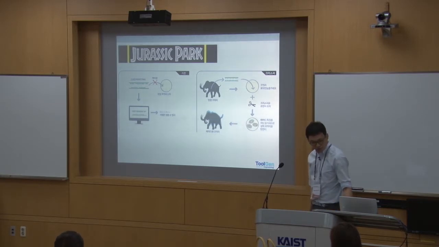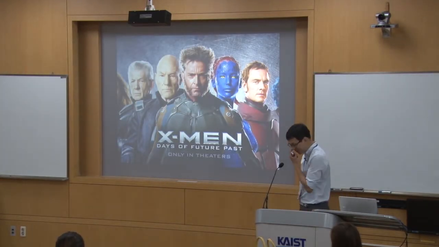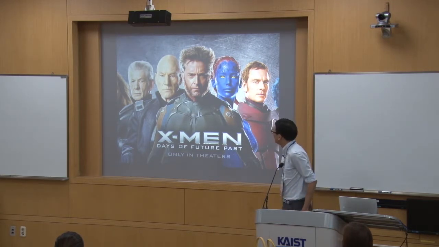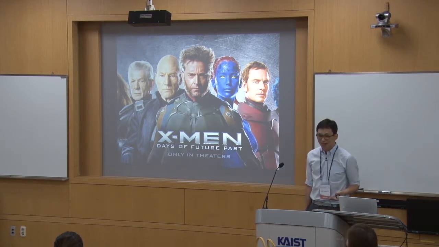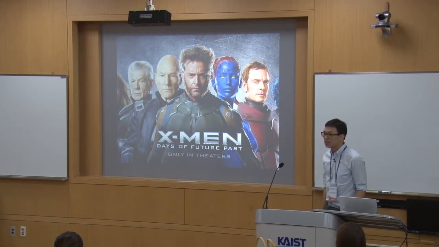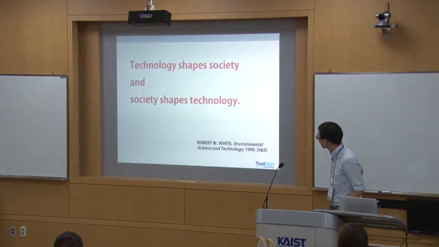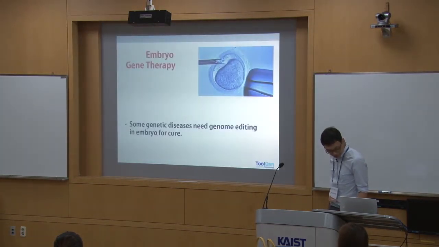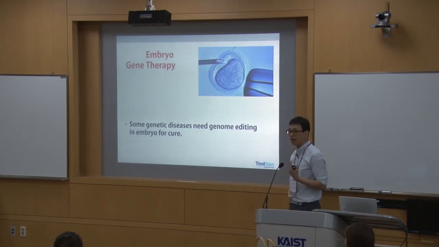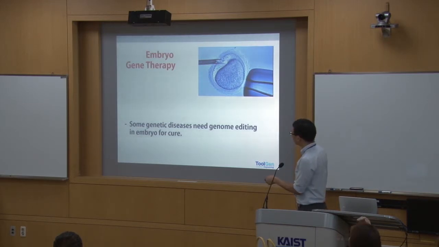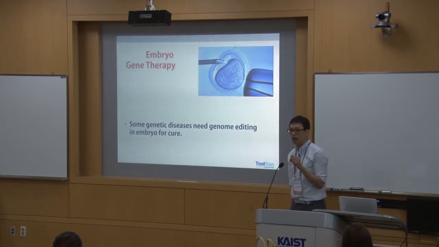The last point I want to talk about is where we are going to go, right? Can we be better humans later? But how? By applying this genetic information and genome editing to embryos? In a way, an ethical paradox comes at this point. Some genetic diseases, hemophilia actually, we don't need to go to the embryo to cure. But some genetic diseases actually need genome editing in the embryo to cure. They cannot be cured once the baby is born.